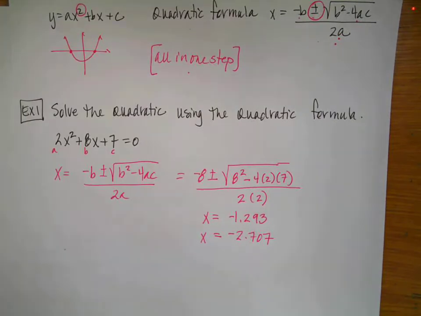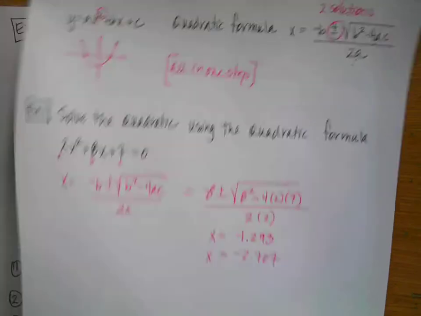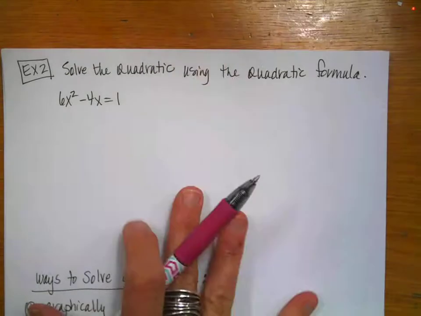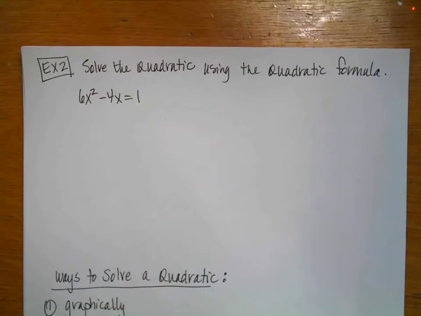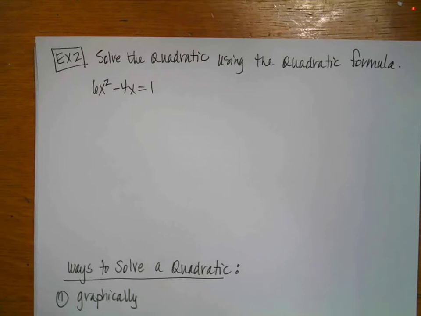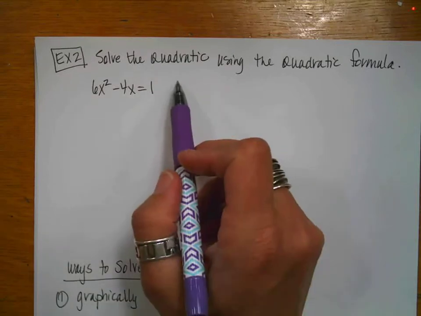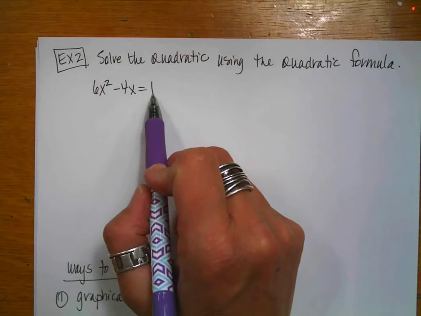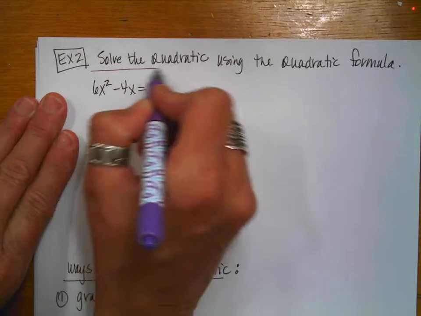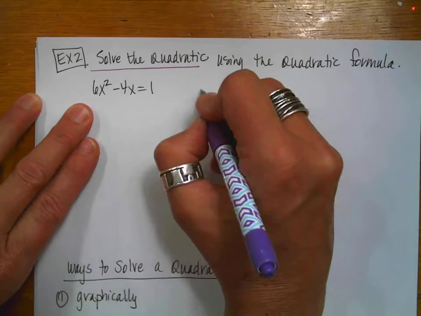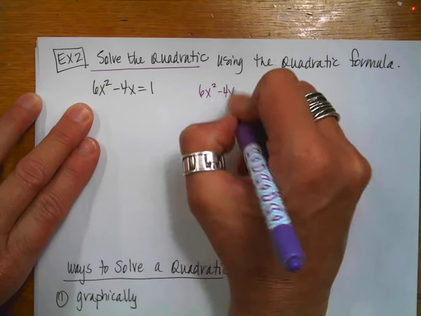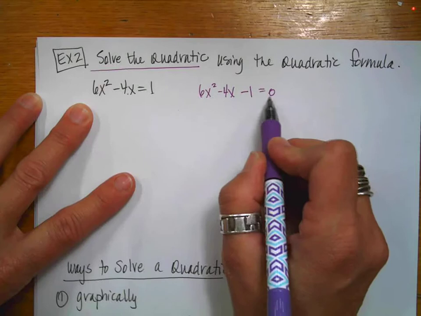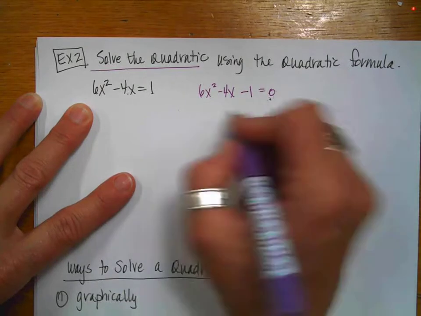Okay? So now let's do another example, super short today. So here's example number 2. I'm going to keep it zoomed in a little bit just so you can see my calculator better. So now on this one it says solve the quadratic using the quadratic formula. But notice that my 1 is on the opposite side of the equation. So to be able to solve a quadratic, I need to do 6x squared minus 4x, and I'm going to subtract 1 by moving this to the other side so that I have a 0 on the right-hand side.